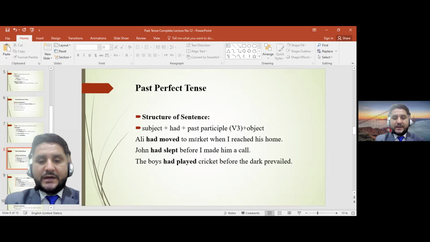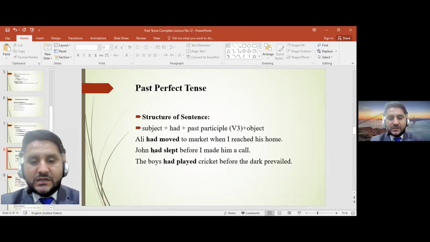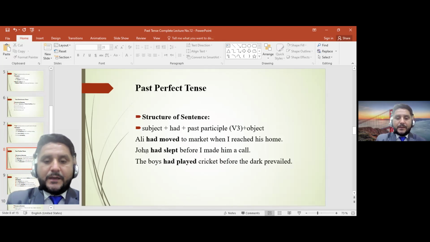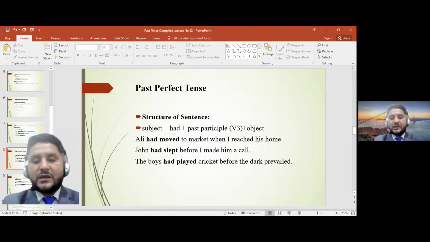Ali had moved to market. That's, had moved is past perfect, had plus third form. When I reached his home, Ali was like, he had moved to market. So John had slept before I made him a call. John had slept. The action was completed before my making him a call.